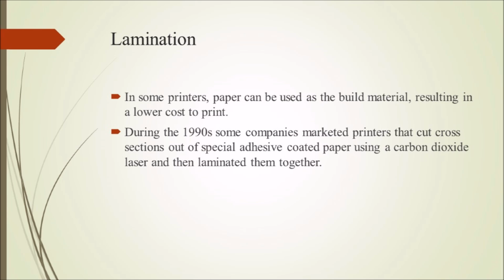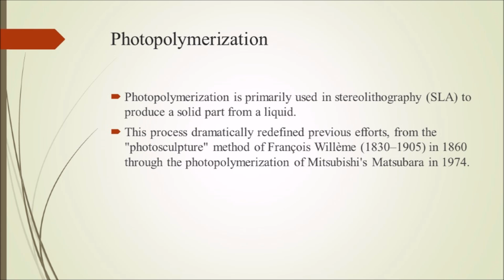Later on, we will be moving to lamination. Lamination is one of the processes in 3D printing. In some printers, paper can be used as building material, resulting in low cost to print. And during the 1990s, some companies marketed printers that cut cross sections out of special adhesive-coated paper using a carbon dioxide laser, and then laminated them together.